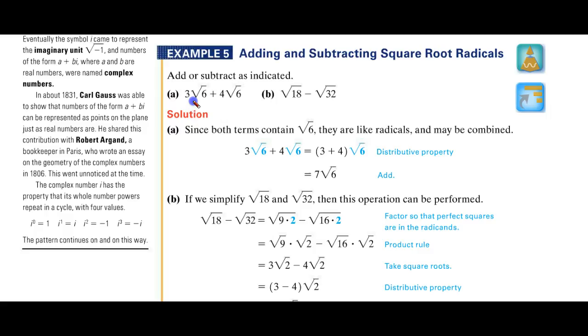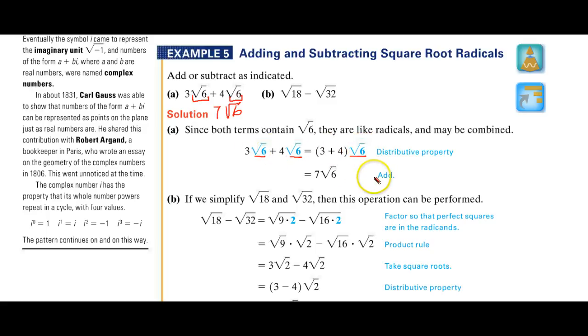Here, this radical is exactly the same as this radical. So you have 3 of these and 4 of these, and generally we just add the coefficient or the term that's outside, or the part of the term that's outside the radical. So this would give us 7, the square root of 6.